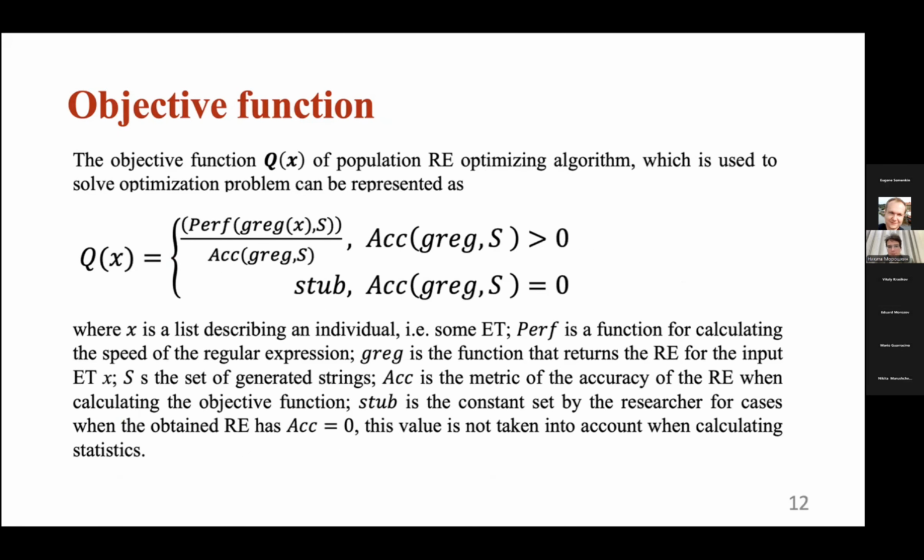And the objective function Q of the population regular expression optimizing algorithm, which is used to solve the optimization problem, can be represented as this function shown on the slide. And this function has a stub value. Stub is the constant set by the researcher for cases when the obtained regular expression has accuracy equal to 0. This value is not taken into account when calculating statistics. If the regular expression has the stub value, then this regular expression is not able to compile as a regular expression.